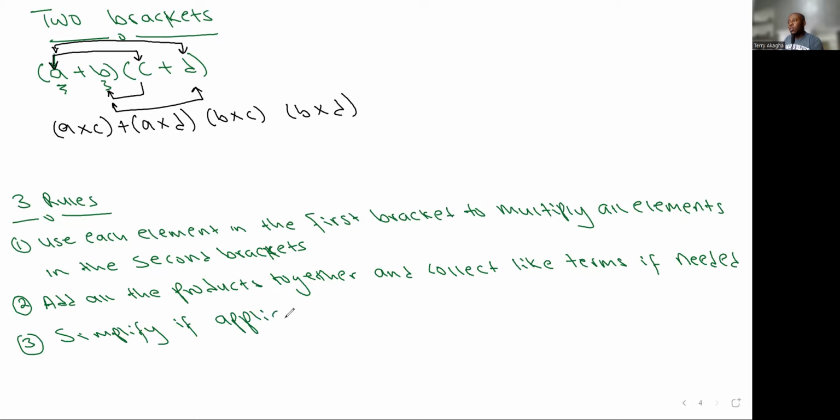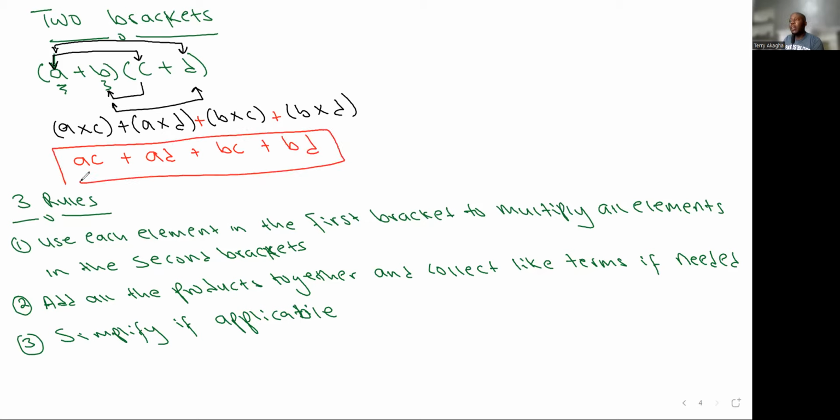So that is for how you do it. So what you do, you open the brackets now. So we're going to have A times C will give us AC plus A times D will give us AD plus, we add the plus sign to all of them, plus BC plus BD. Okay, and that's how you expand the bracket.